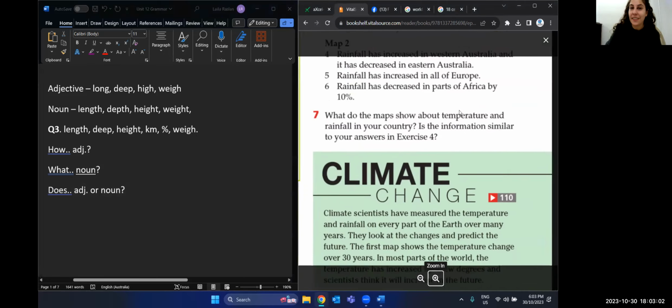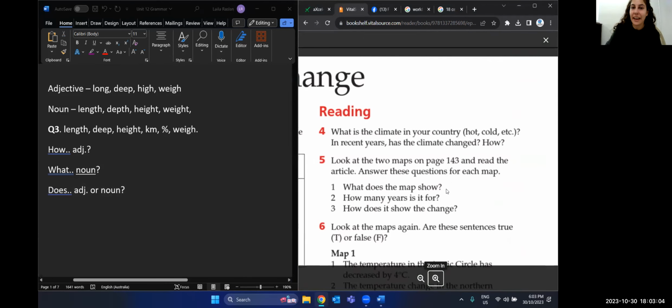Okay, question 4. Let's have a look. We have to read an article about climate change. But before, let's talk about what is the climate, that means the temperature in your country. Is it hot or cold right now? So in Australia, it's warm because it's not really hot, it's not really cold, it's warm. And has it changed in recent years? It's been the same, I would say, in Adelaide. Yeah, the same.